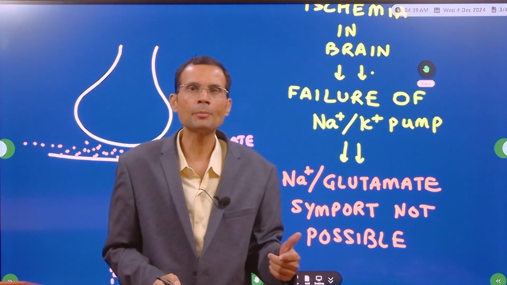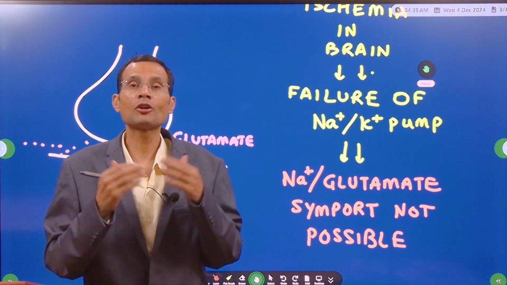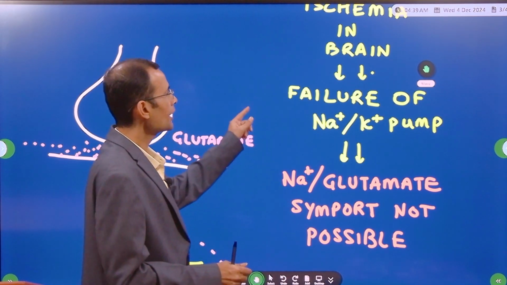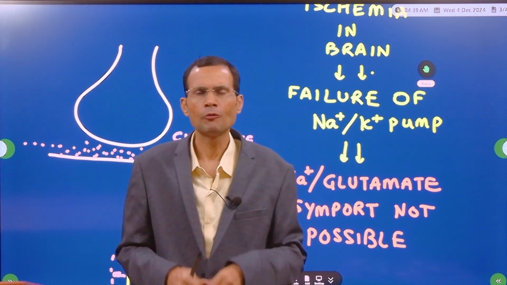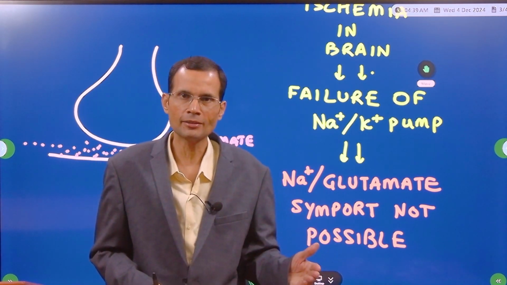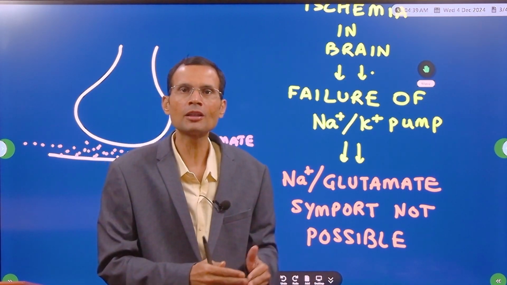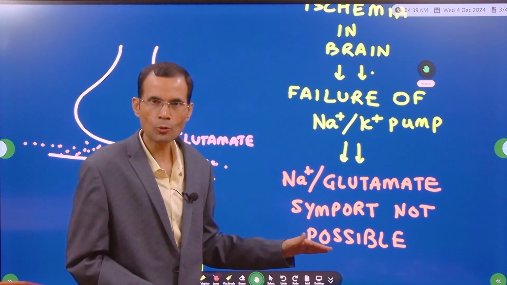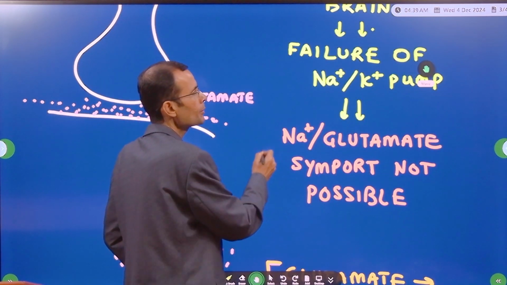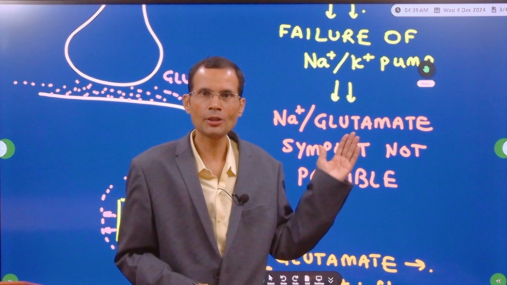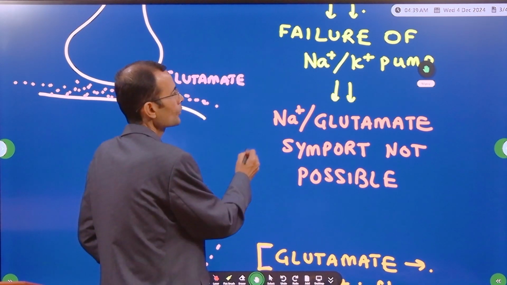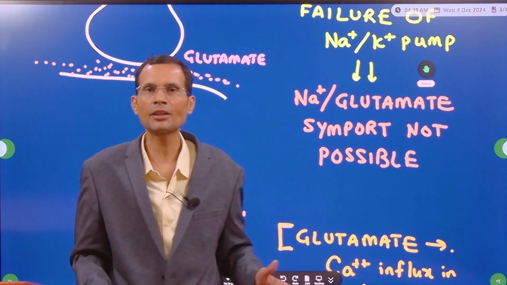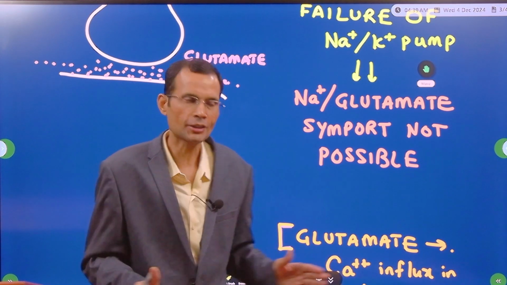However, because of the ischemia, lack of blood flow and lack of oxygen supply, there is lack of ATP production in that region, and there will be failure of the sodium potassium pump. We all know that the sodium potassium pump is an ATPase, and for this pump to continue to work, there has to be continuous ATP production. So if there is no ATP production with ischemia, there will be failure of the sodium potassium pump, and if the sodium potassium pump fails, then of course the sodium glutamate symport also will not be possible. It's a secondary active transport. This will also not work.